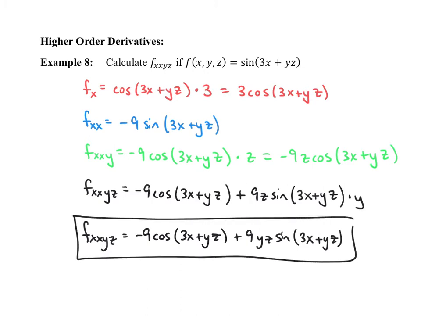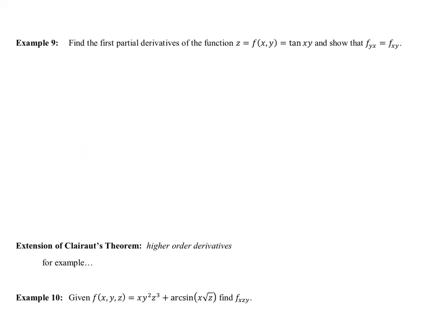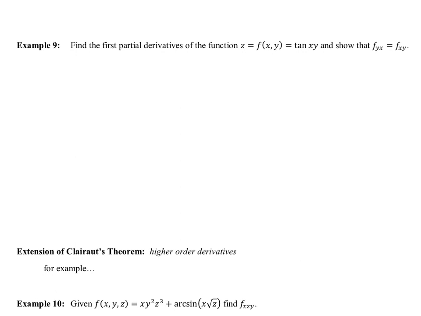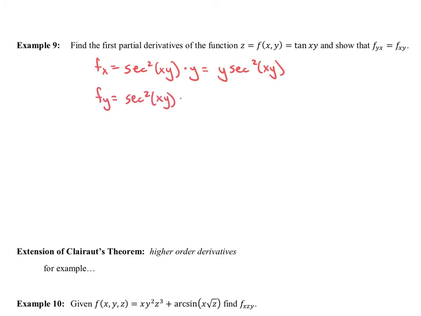Okay, let's go on to the next page. All right, for example 9, we're just going to show Clairaut's theorem by finding the first partial derivative with respect to x. That's going to be secant squared of xy multiplied by y because of the chain rule. So I'm just going to write that a little differently here. And then we'll also have the derivative with respect to y, which is going to be secant squared of xy times x.